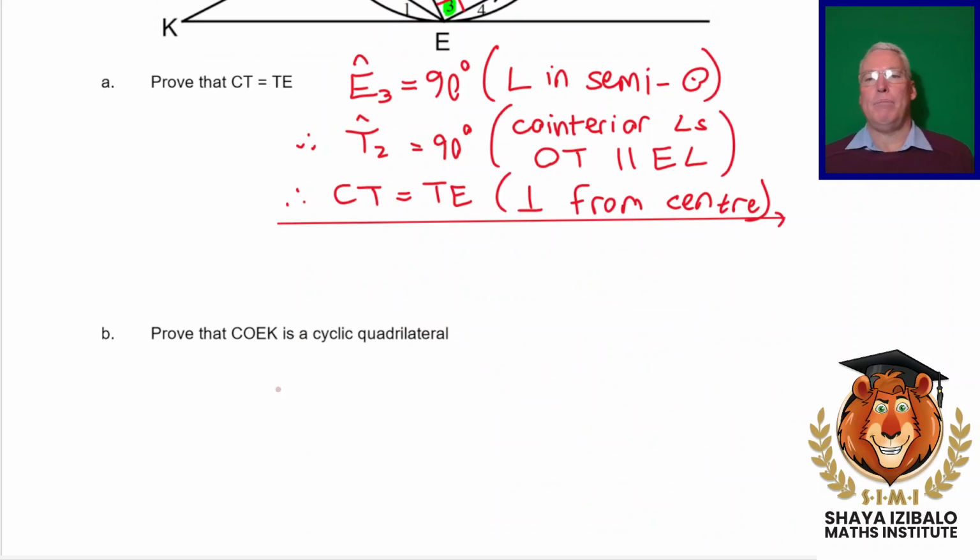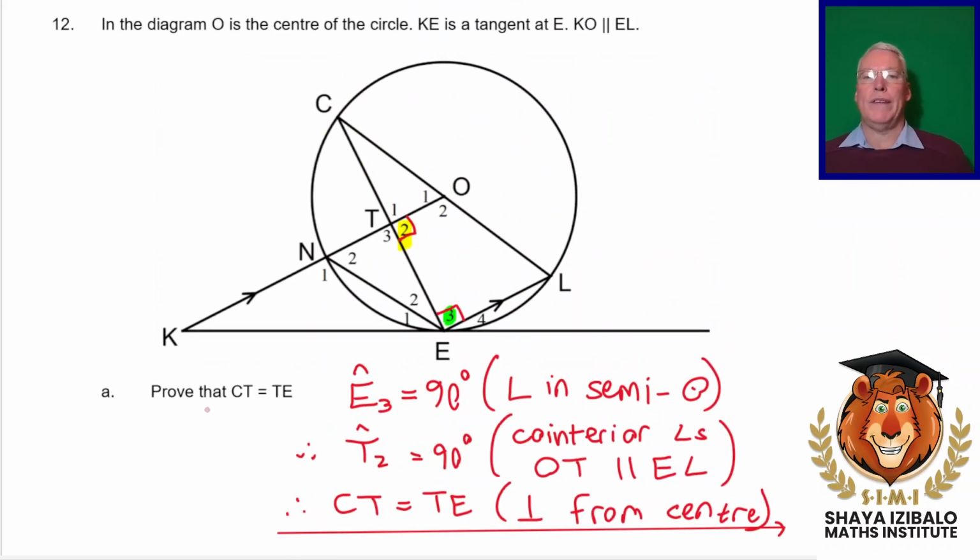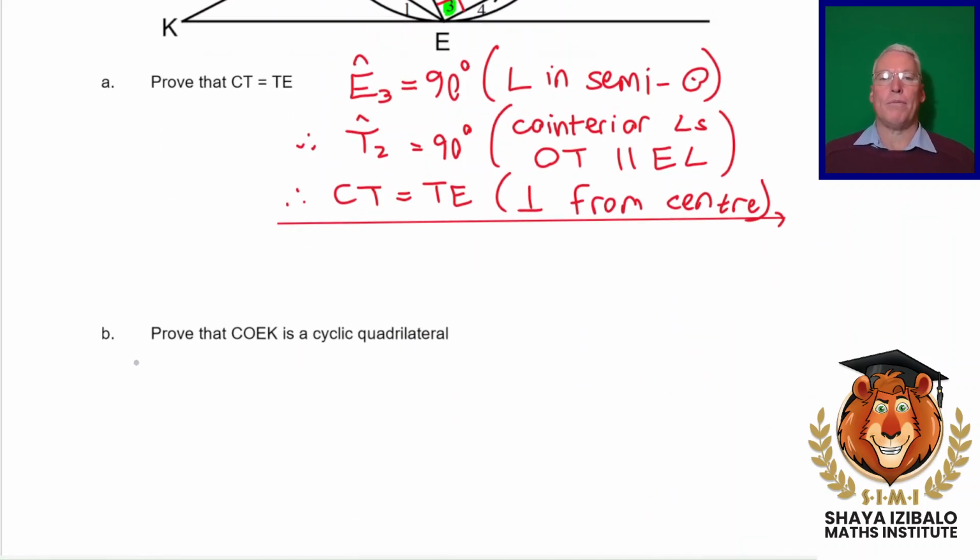Right, then in B, prove that COEK is a cyclic quadrilateral. Just a reminder that even if we couldn't do part A, we now know that CT equals TE. We're now trying to prove that this thing is a cyclic quadrilateral. And remember, we've got four ways of proving a quadrilateral cyclic. Opposite angles supplementary. Opposite angles add to 180.